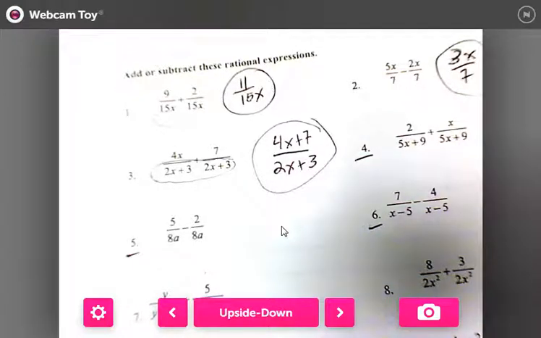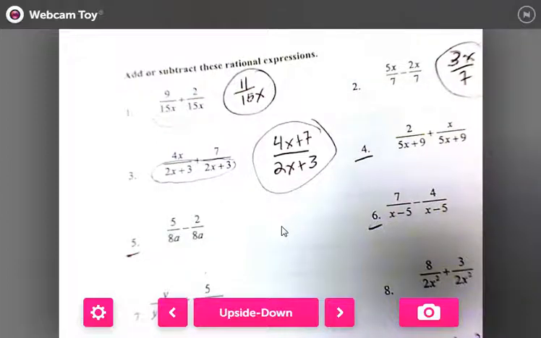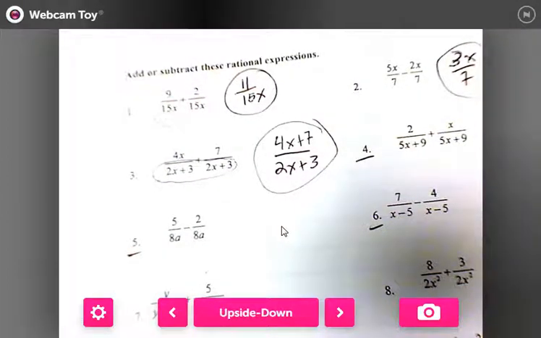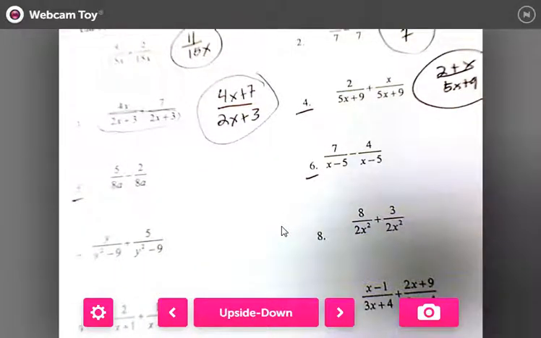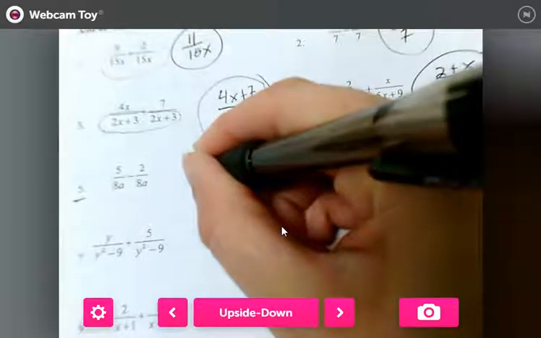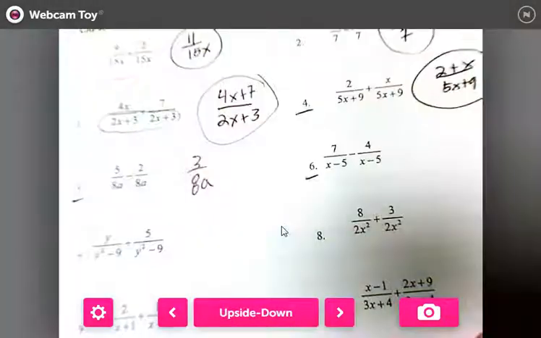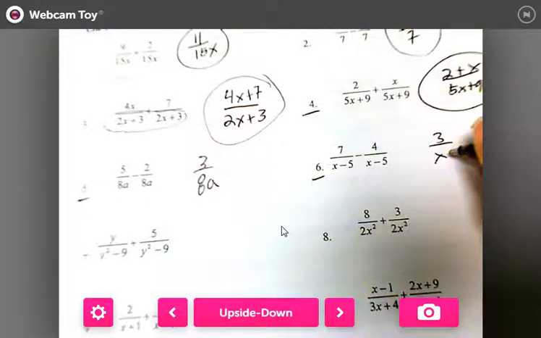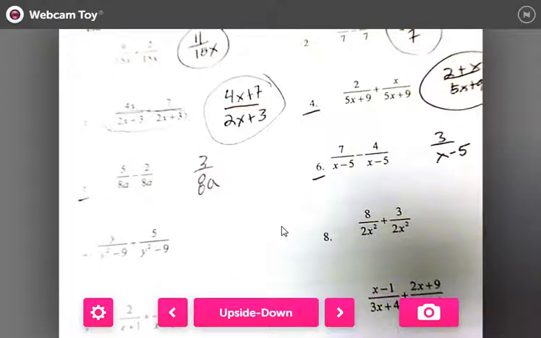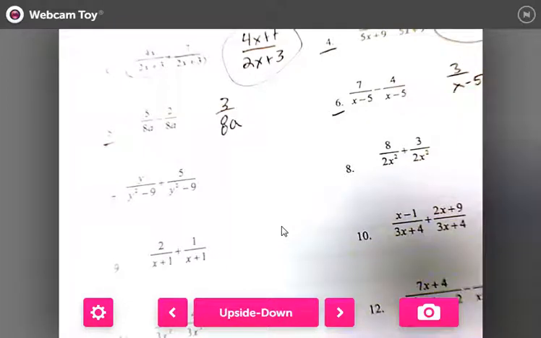So that should have been enough time, right? We ready for this? So we get 2 plus x over 5x plus 9. Agreed? Okay. Shh. Number 4 should be 3 over 8a, correct? Number 6 should be 3 over x minus 5, right? Pretty straightforward? Okay. Let's go to number 7.